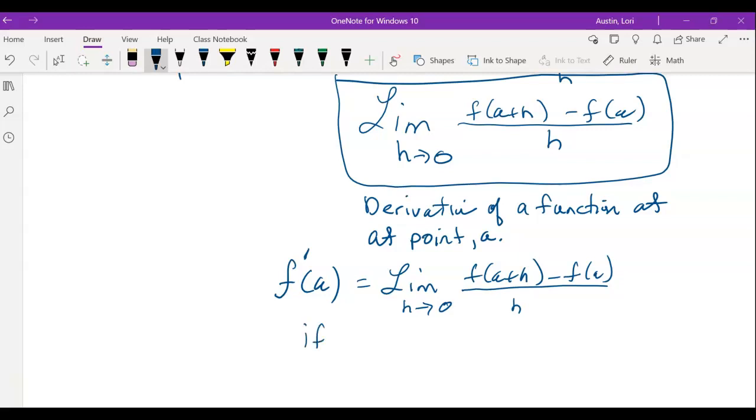And we have to put one little caveat on there because we have to make sure that f prime of a actually exists. Okay, so we will get into situations where derivatives will not exist. So we'll get to that later. But right now we're going to say if f prime of a does exist, and you can find it, then we say f is differentiable at a.